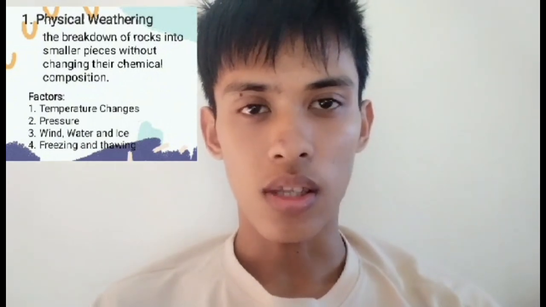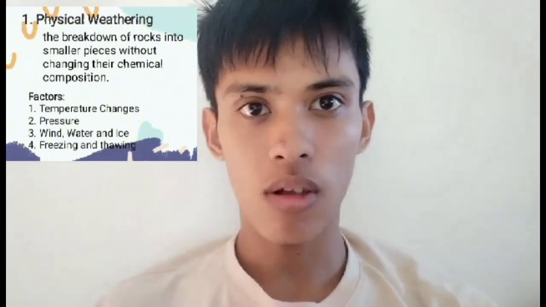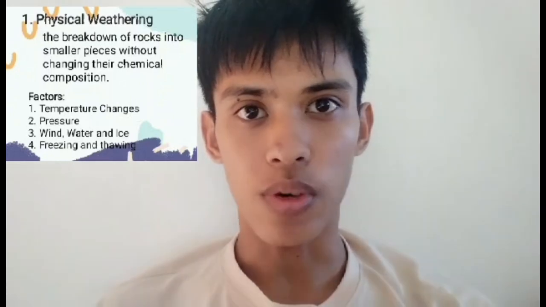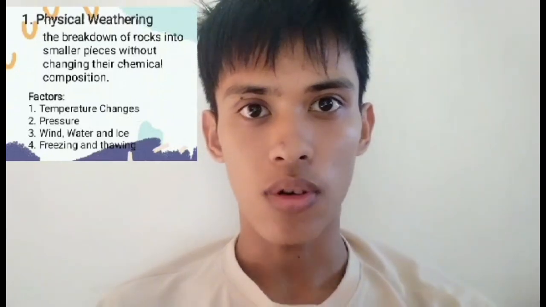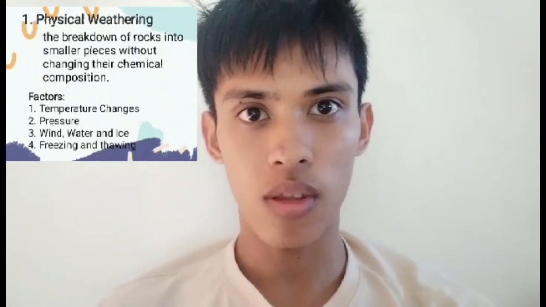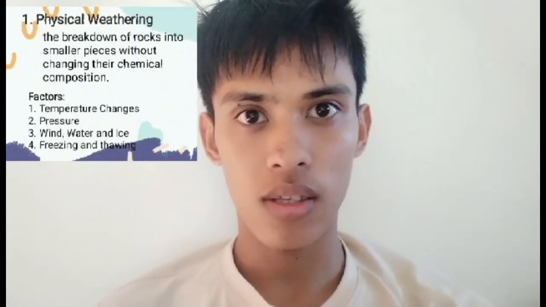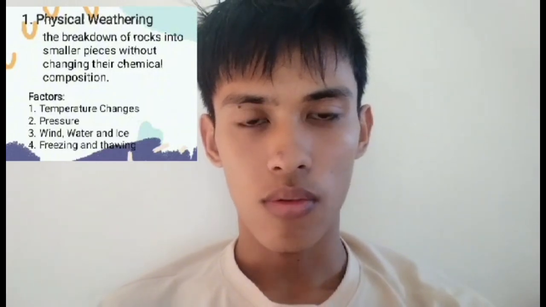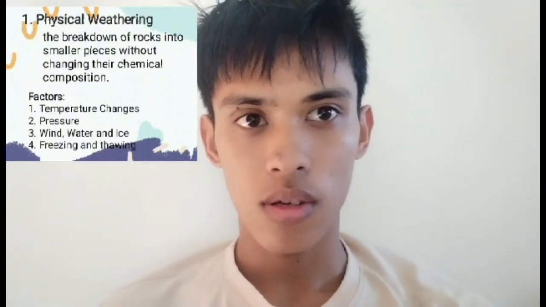Number 2 is pressure, where the slow release of pressure in rock formations causes them to crack. Number 3 is water, wind, and ice, where moving water and wind carry small rock particles that grind against larger rocks, breaking them down. Number 4, freezing and thawing, where water enters cracks in rocks, freezes, expands, and eventually causes the rock to break apart. As rocks break into smaller pieces, more surface area is exposed, leading to faster chemical weathering.